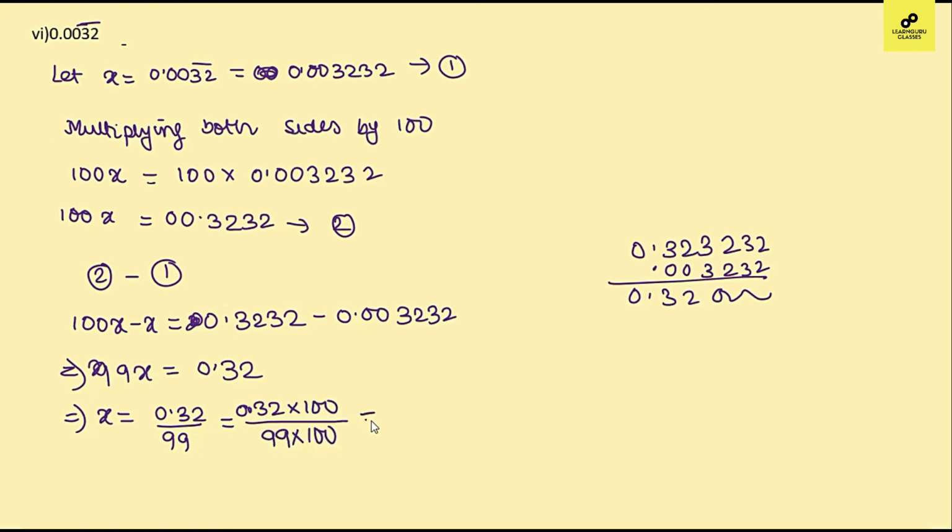So what will you get? 32 divided by 9900. Okay, so this can be reduced, you can reduce it, so this will come as 16 over 4950. If you do the division, 2 8s are 16, again it is divisible by 2, and this will give us 2475. So 8 divided by 2475 is the equivalent fraction for this.